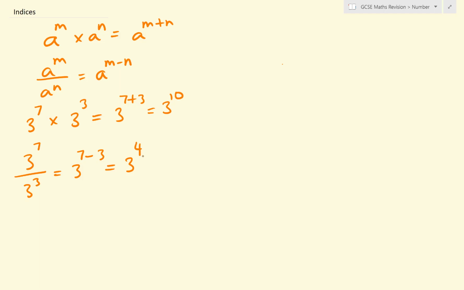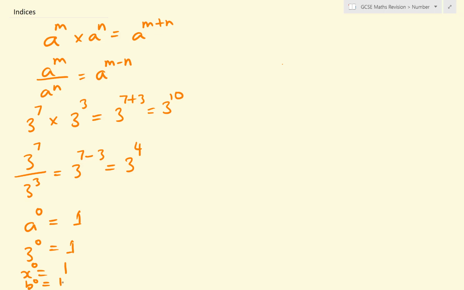The next law we're going to look at is the powers of 0 and 1. So if you have a to the power of 0, that will be 1. So anything to the power of 0 will give us 1. So if you have 3 to the power of 0, that will be 1. X to the power of 0, that will be 1. And b to the power of 0, that will be 1. So anything to the power of 0, that will be 1.